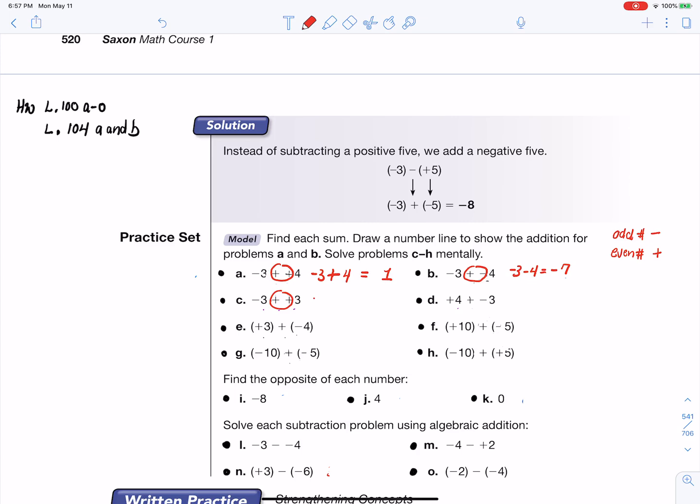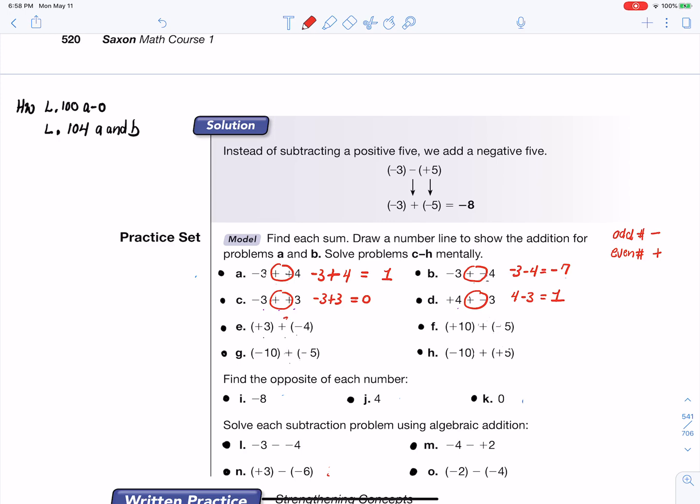That means I'm adding -3 plus 3. Well, if I go one direction, 3 steps, and I go back the other 3 steps, I'm back at 0. For D, I have a positive and a negative. That's the same thing as having 4 minus 3, which you know is 1.